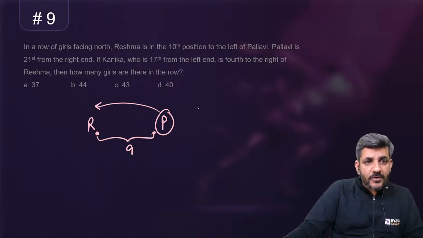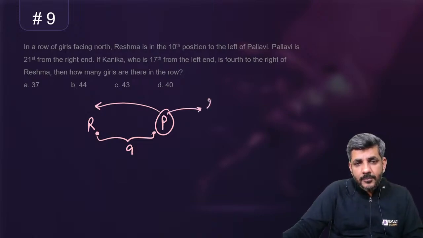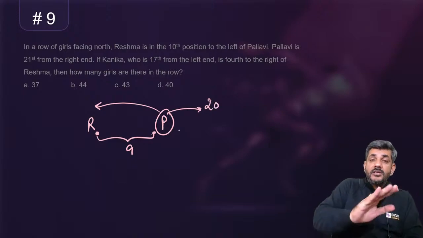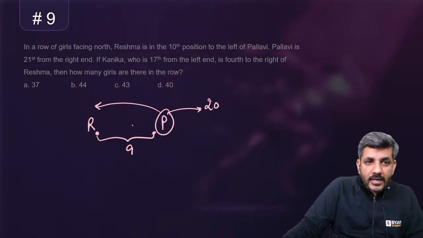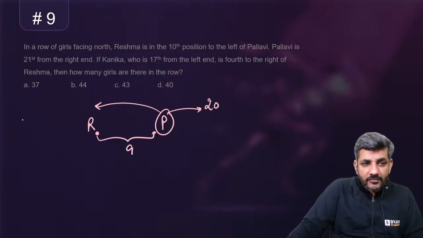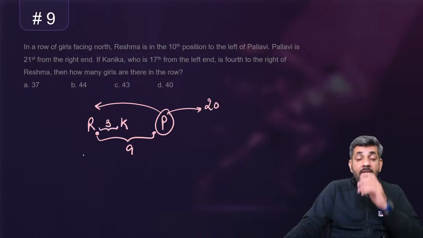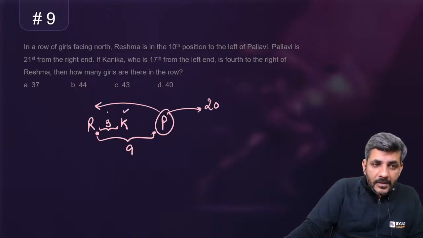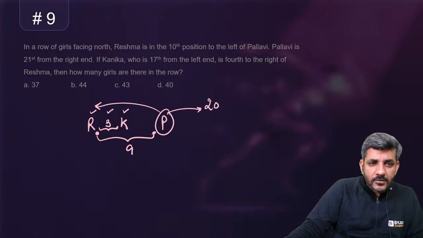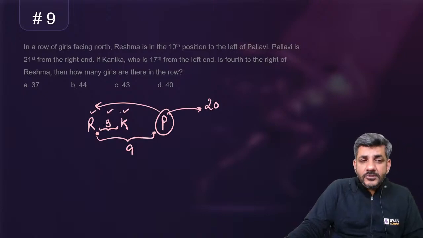Pallavi is 21st from the right hand. So can I say there are 20 more people to the right of Pallavi because she is 21st from the right. Kanika, who is 17th from the left, is 4th to the right of Reshma. That means there are 3 people between Reshma and Kanika. And Kanika is 17th from the left. So now Kanika plus 3 plus Reshma, 1 plus 3 plus 1 is 5. So these are 5 people.